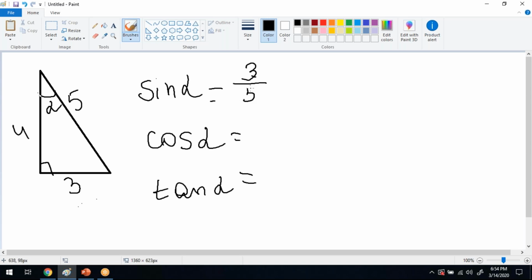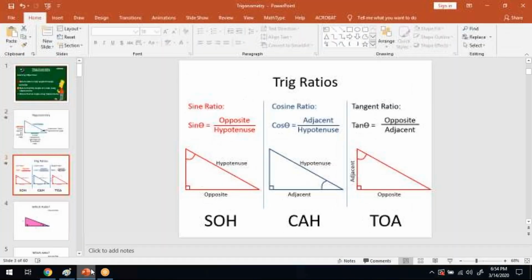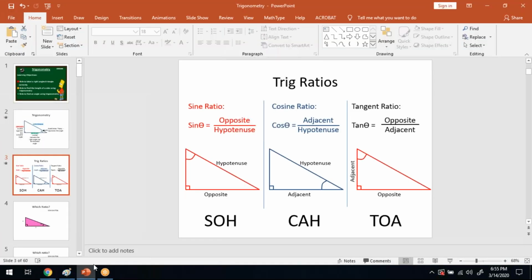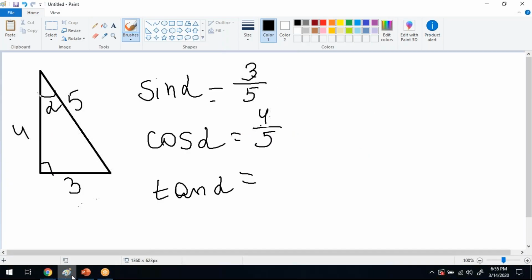So sine alpha is 3 over 5. Now, if we go back and look at cosine, it's adjacent leg over hypotenuse. In this case, adjacent to alpha will be, sorry, it's not 3. It's going to be 4, because adjacent is the one that is near it. So it is 4 over 5. And tangent, we know that tangent shows the ratio of opposite leg over adjacent leg. So in this case, our opposite leg will be 3 and adjacent leg will be 4. So it's going to be 3 over 4.